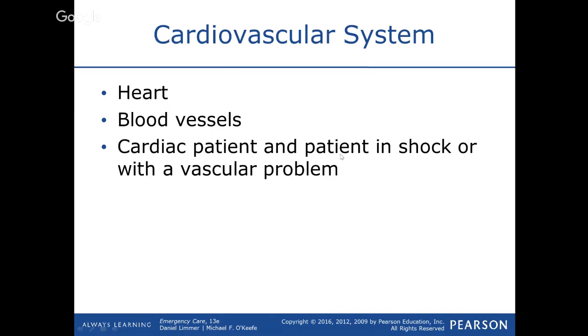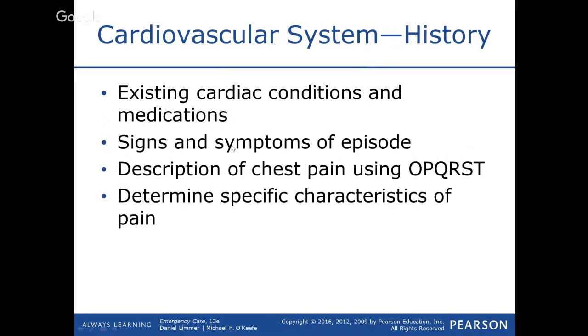Cardiac patient and patient in shock or vascular. Okay. So cardiovascular system history: existing cardiac conditions and medications. You guys will want to become familiar with some basic cardiac medication. Typically, if they have nitro, some sort of blood pressure medicine, there's a good chance they have a cardiac history.